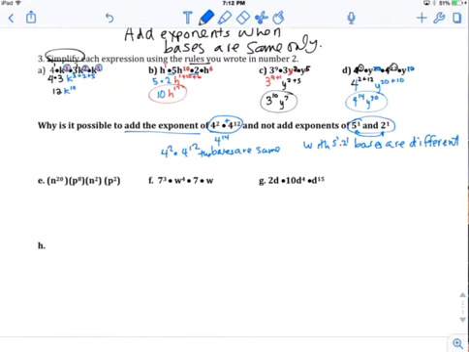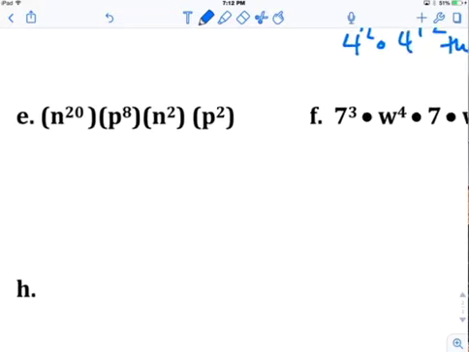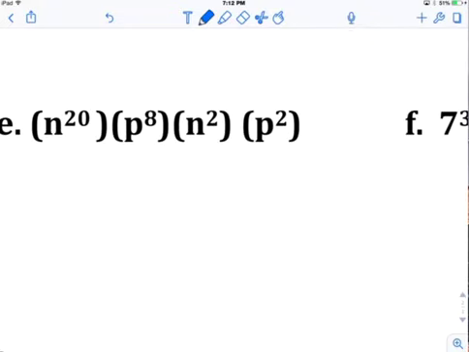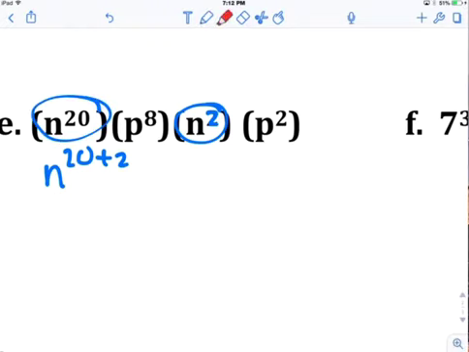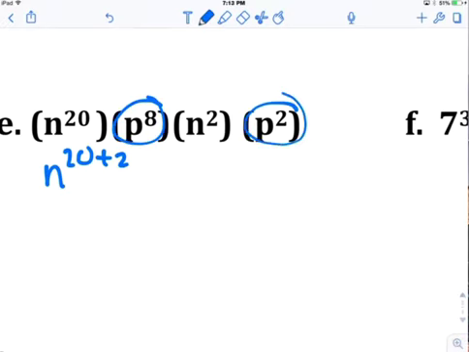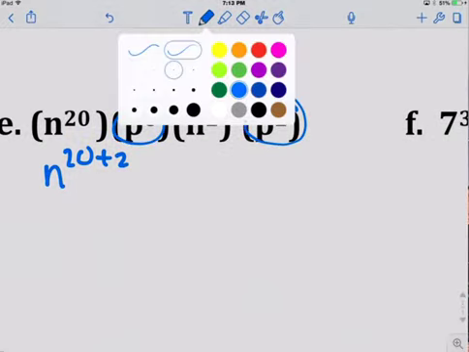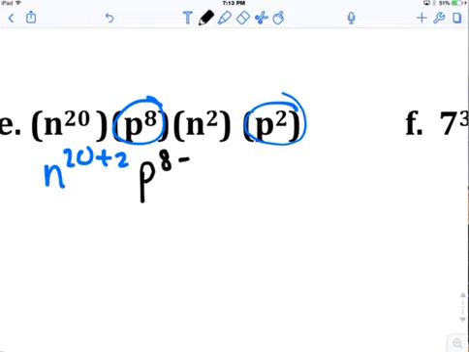All right? So let's simplify this. We got n to the 20th, and then n to the 2nd. So we plus the 2, right? Commutative property of multiplication, we can do this. P to the 8 and p to the 2nd. So we get p to the 8th, we'll add that to the 2, n to the 22, and p to the 10.